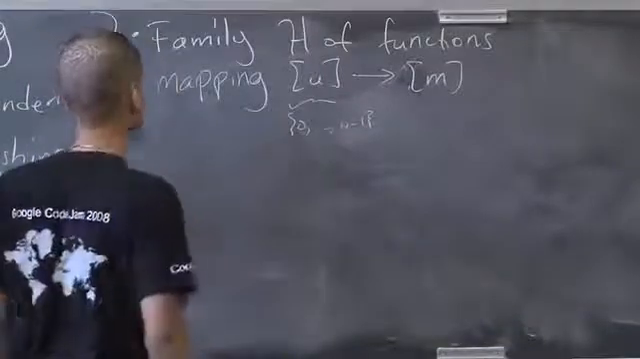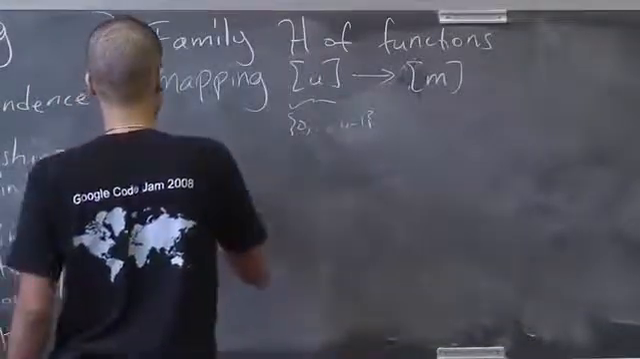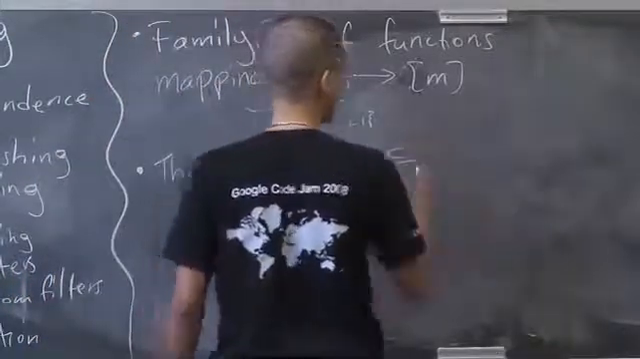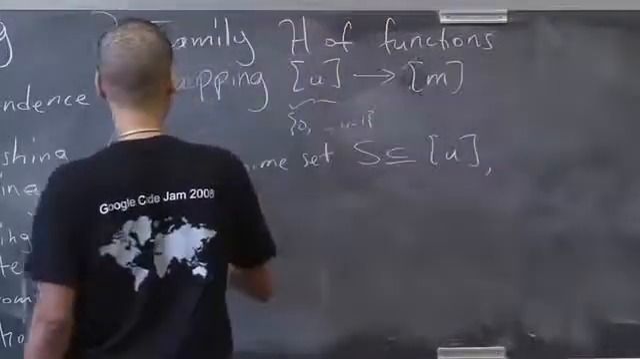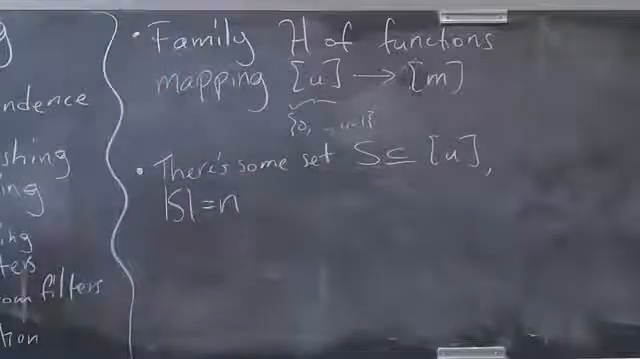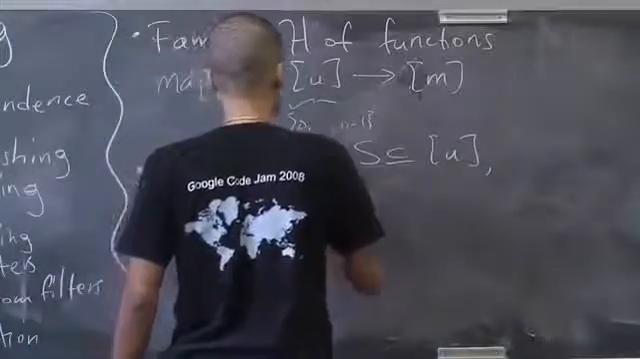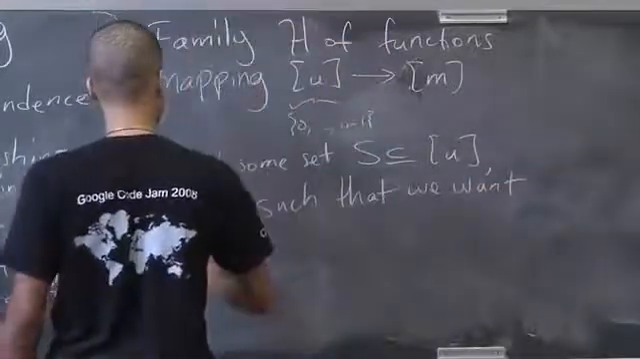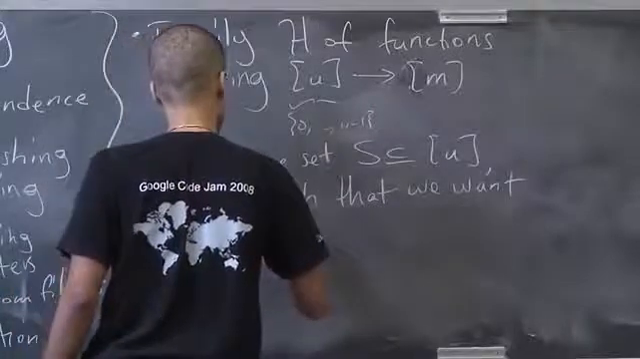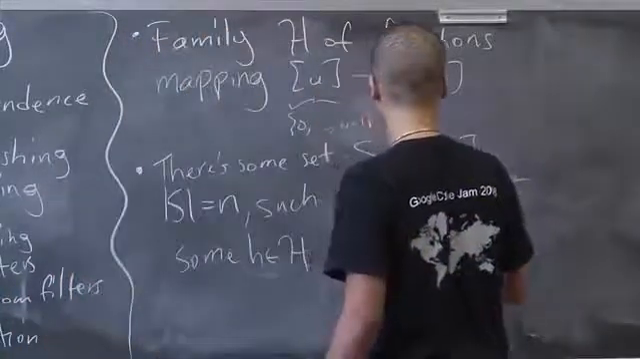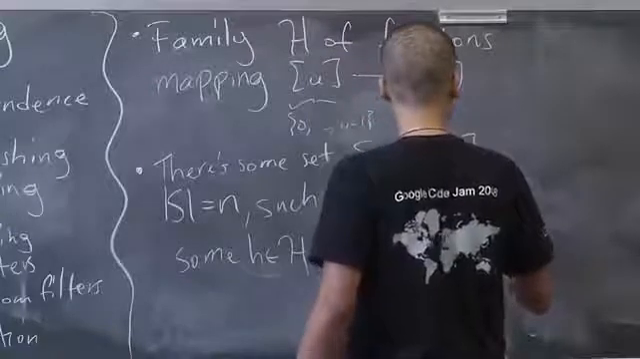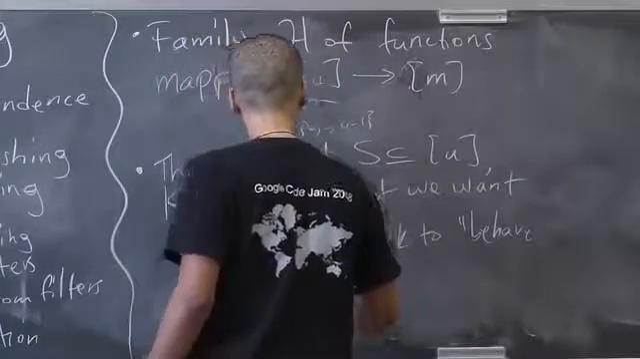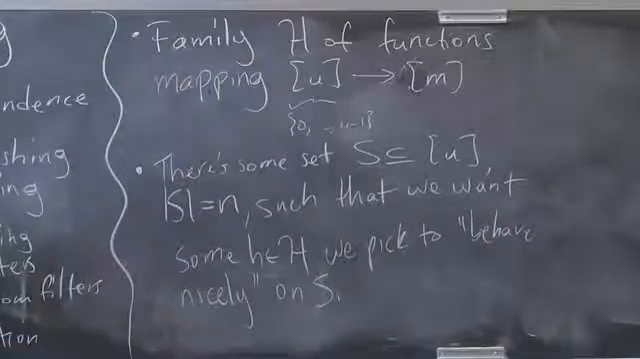And there's some set S, which is a subset of U, and the size of S is n, okay, such that we want some H in this family we pick to behave nicely on S. We'll see what that means in applications. For example, nothing in S should collide. Okay.